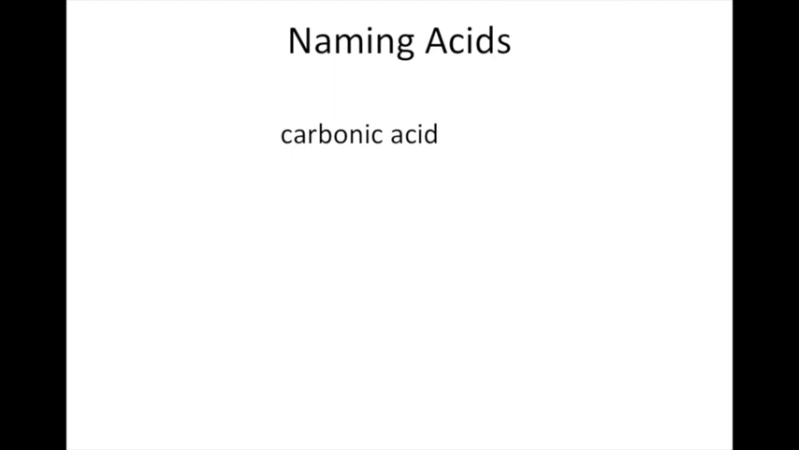Let's look at carbonic acid. So carbonic acid, again, we know it must start with a hydrogen ion, and then carbonic tells me that my anion will end in ate. So that lets me know that my acid is going to be composed of H plus ions, because that's necessary for any acid. Carbonic tells me that this is going to be the carbonate ion.